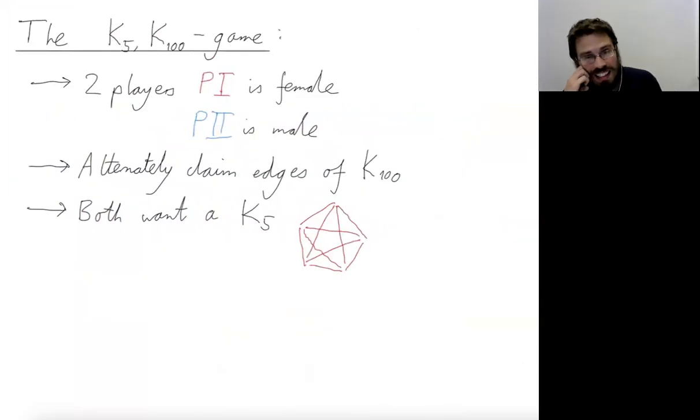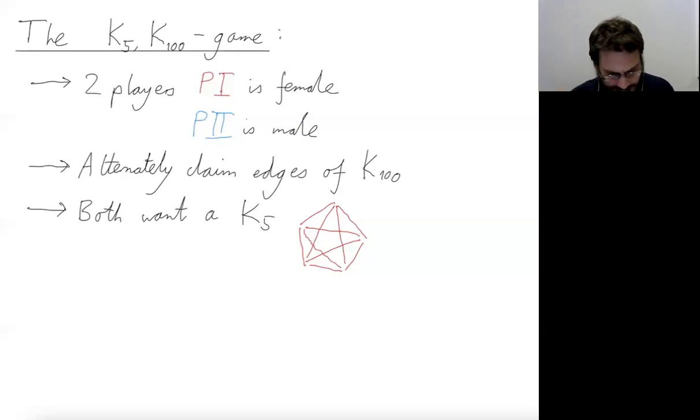But before we get to this problem, let's work our way towards this larger mystery, and let's start by looking at a game called the K5 K100 game. This is a fairly simple game. It's a deterministic complete information game, so there's no chance coming in anywhere. Everybody can always see what's happening. It's played between two players, player one and player two, and I'm used to thinking of player one as female and player two as male, so if I say he or she, that tells you which player is which.